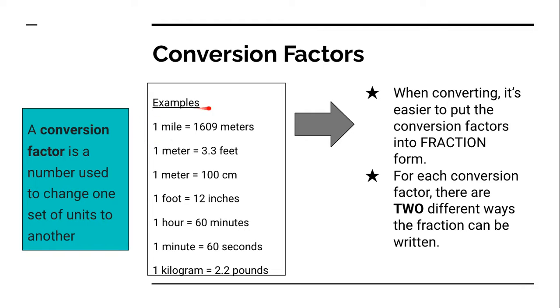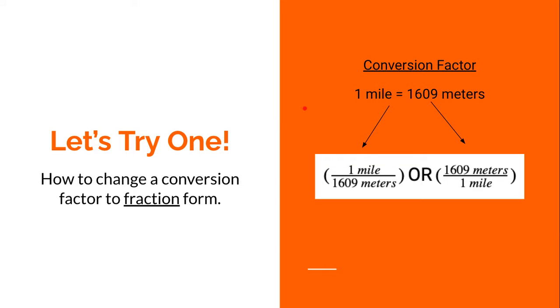So 1 mile is 1,609 meters. There's actually two ways you can write this in fraction form. So I wrote it right here. So how to change a conversion to fraction form. I will always give you these conversion factors listed like it is on the top, but it's up to you to know how to turn it into fraction form.